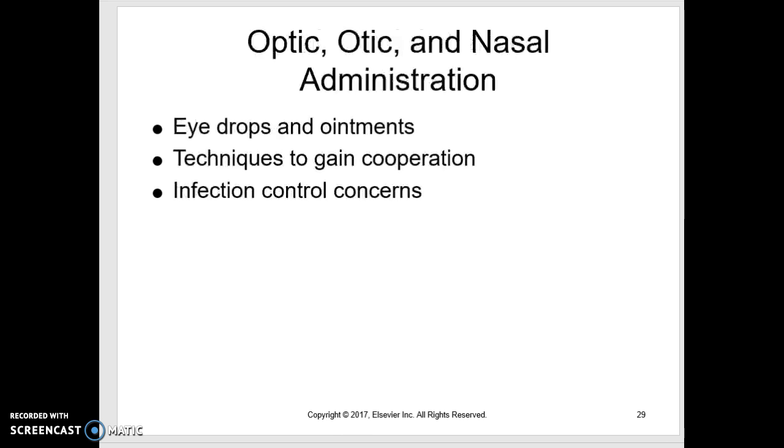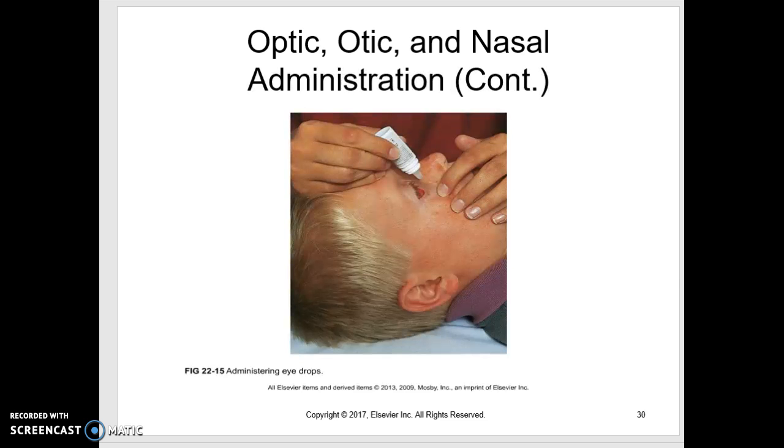And eye drops, ear drops, nose drops, we can do these on kids, and we do. You're not likely to get a child to hold their head back and let you really pull down on the lower lid to make that nice little pocket there to drop it in. So it's easier to have them lay flat and then drop it in.